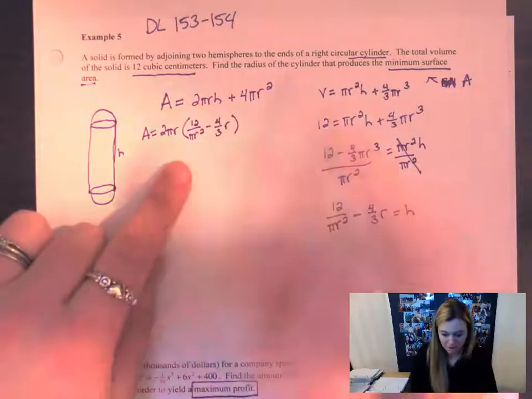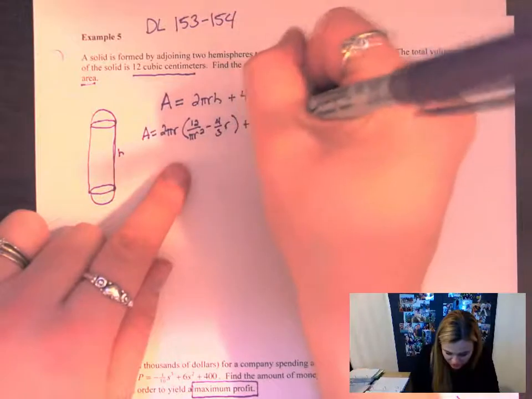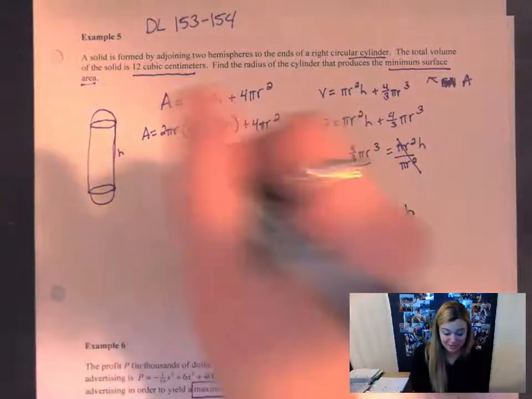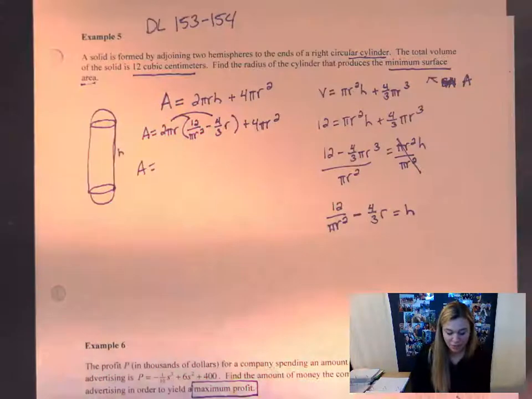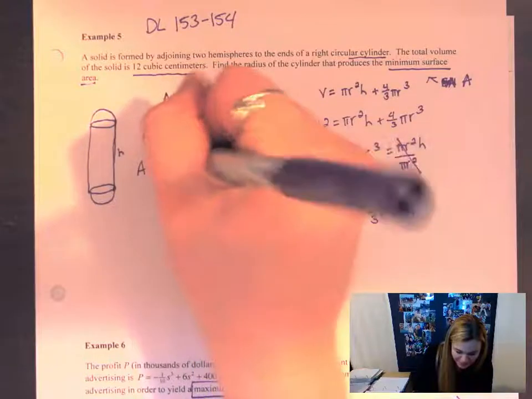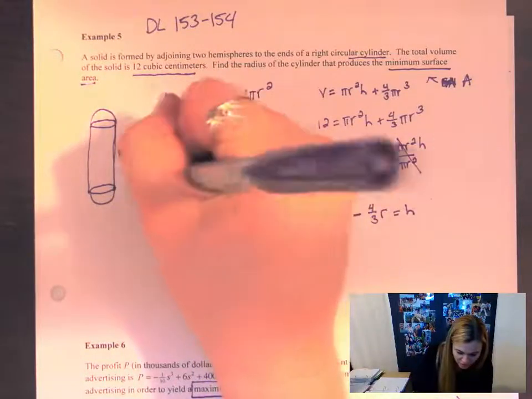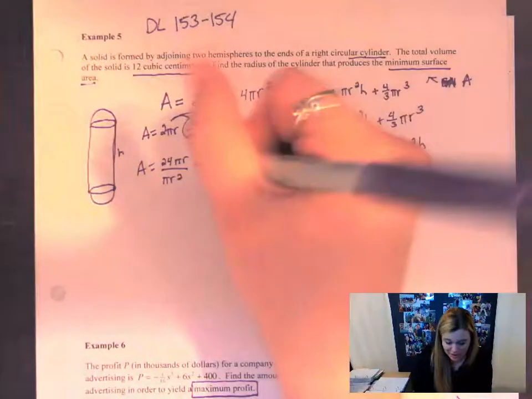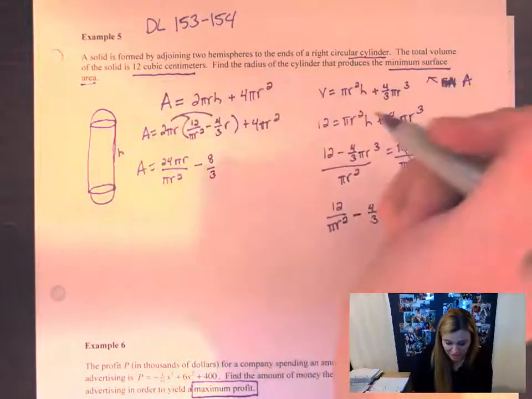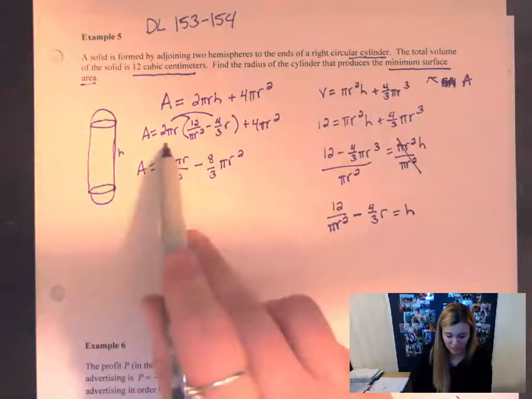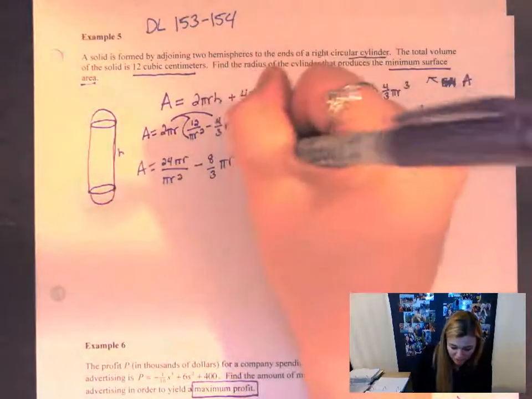Plus 4 pi r squared. Yay, I can take the derivative, but I don't want to yet. I want to simplify this more. So now I've got a, and I'm going to distribute this 2 pi r. When I do that, I've got 12 times 2 pi r. I'm just actually going to write this out so we don't mess anything up. It would be 24 pi r over pi r squared minus 2 times 4/3 would be 8/3. And now I've got pi r squared, because r times r is r squared, multiplying here times pi, plus 4 pi r squared.